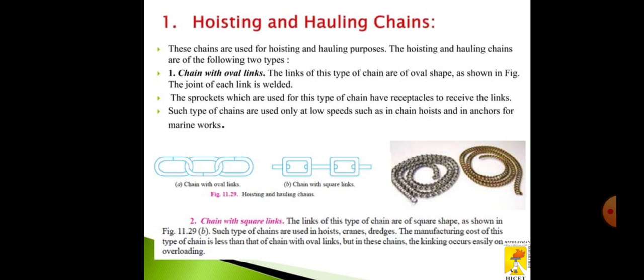The next one is the chain with square links. These types are used for hoists, cranes, etc. The manufacturing cost of this type of chain is less than that of a chain with oval links.